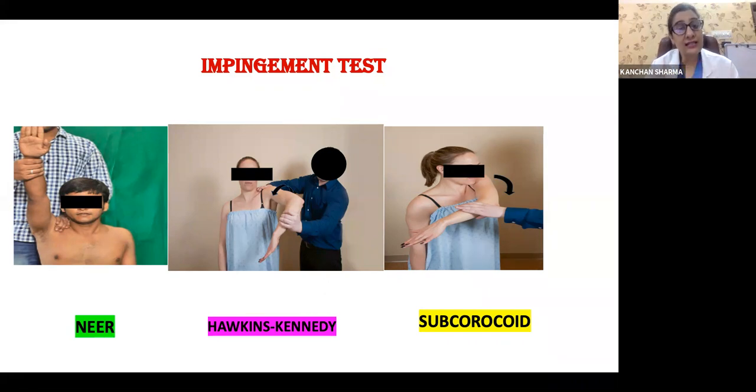So now we need to test it. The test is known as the subcoracoid impingement test, and this is basically a modification of your Hawkins-Kennedy test. What we have done in the Hawkins-Kennedy is abduction, flexion, and internal rotation. What we do here is forward flexion, minimal internal rotation, and then we bring the arm into an adducted position. So now the lesser tuberosity will be coming in contact with your coracoid. If there is an impingement, the patient is going to complain of anterior shoulder pain.